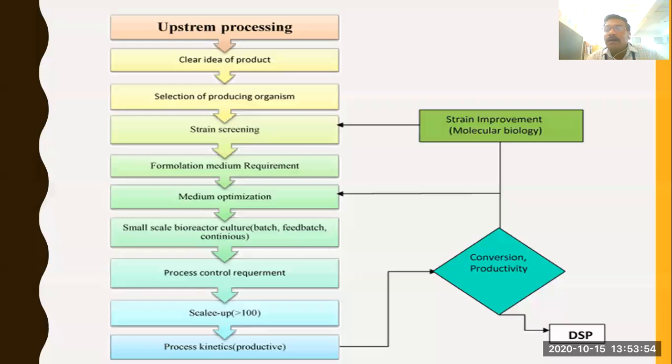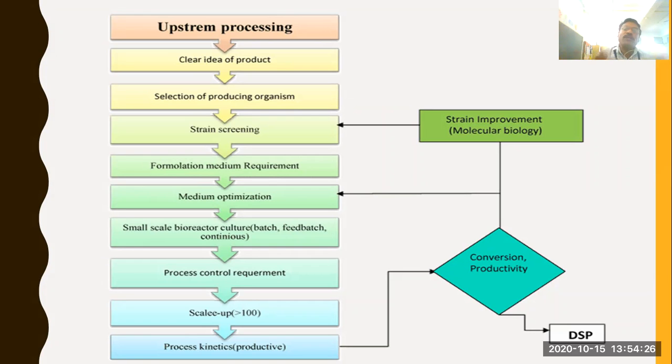Selection of the producing organism is very, very important. How to select the microorganism is a basic task in every process. Later on, when you are selecting it, it is your moral duty to go for the screening activity for the microorganism. That screening activity is through primary screening as well as secondary screening.